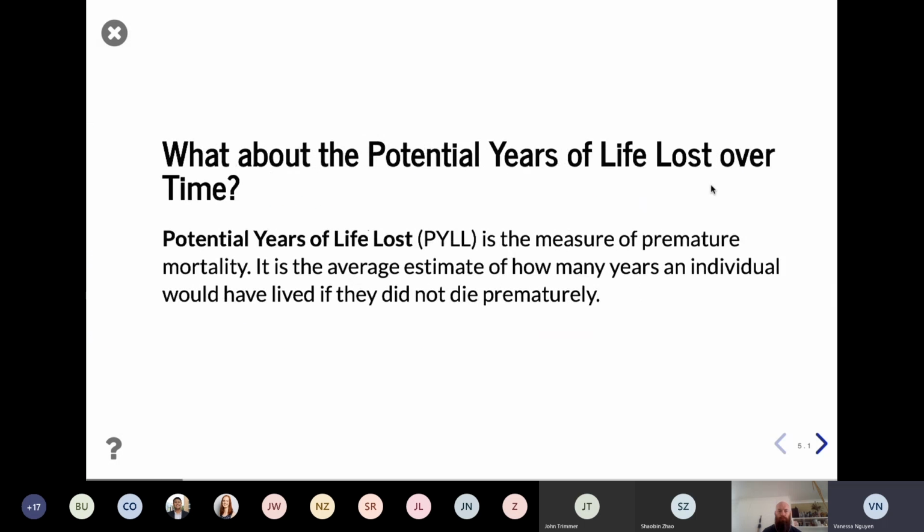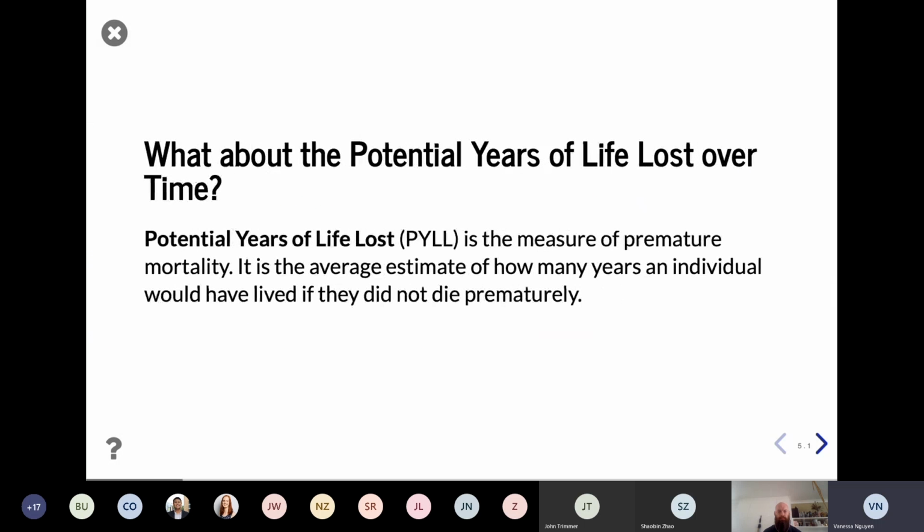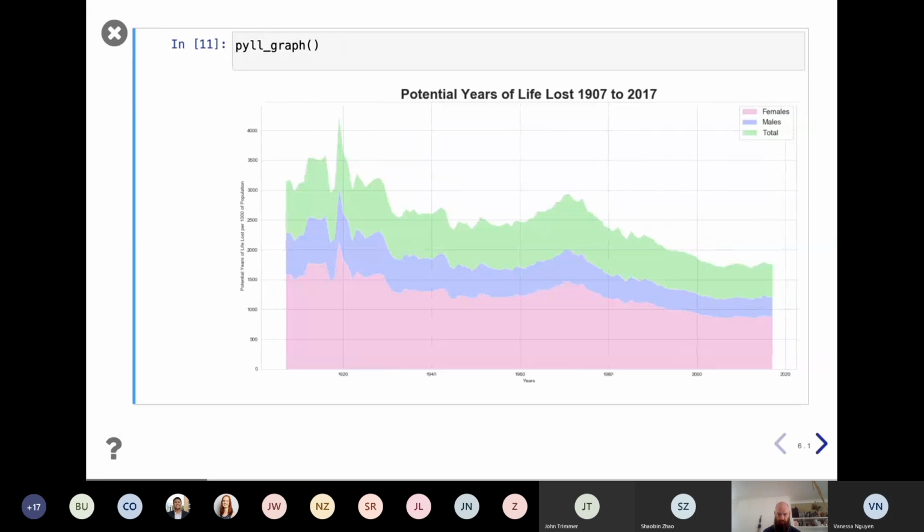After that, I looked at the potential years of life lost over time. Potential years of life lost is the measure of premature death and the reasons behind it, where you subtract their age at death from how much they were expected to live. When I look at the potential years of life lost from 1907 to 2017, I see that it has increased over time in the general trend, but there is also the same spike in the 1920s.